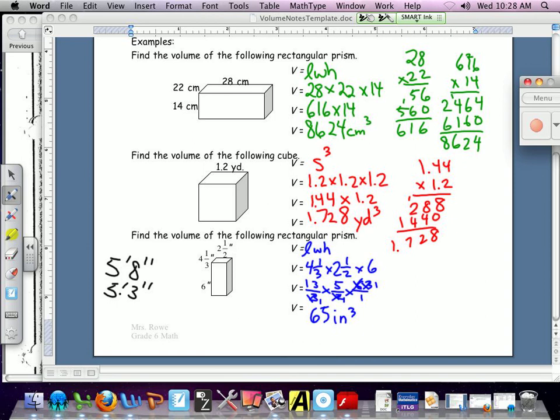So feet is the single notch, and inches is the double notch. When you are writing your cubic units or square units, you cannot use the single notch or the double notch for your square or cubic units.